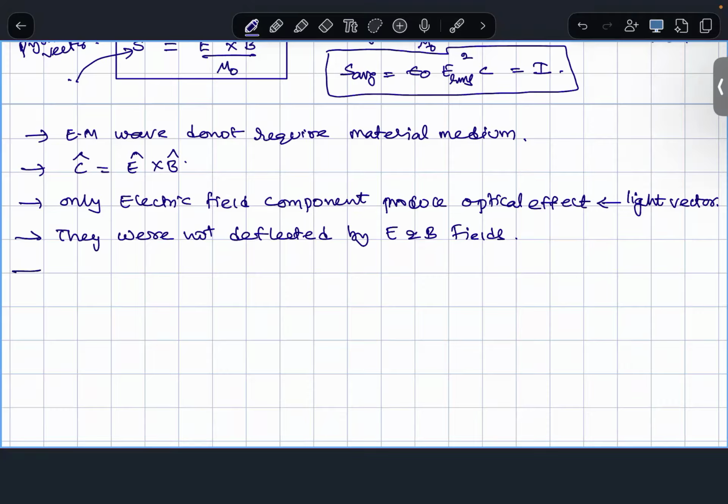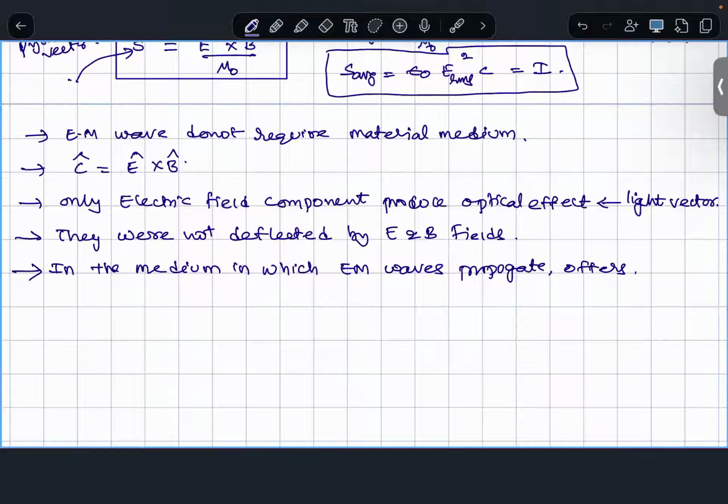Okay, one point that I would like to add. Already we had electromagnetic alternating currents. We studied alternating currents. In the medium in which EM waves propagate, okay, offers, I should say a word called hindrance or your impedance.